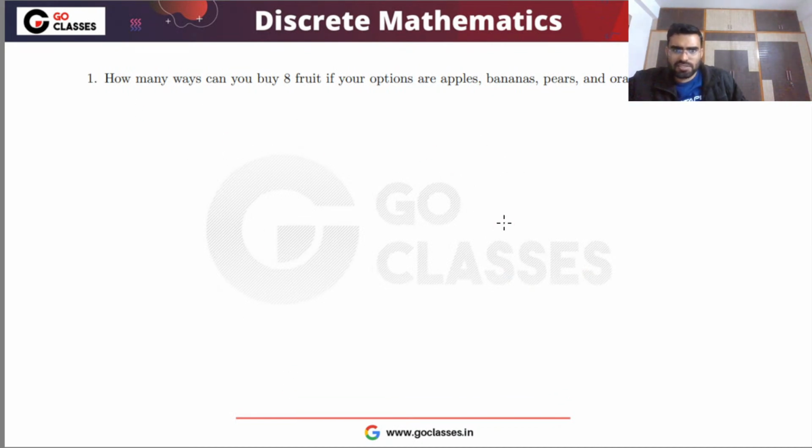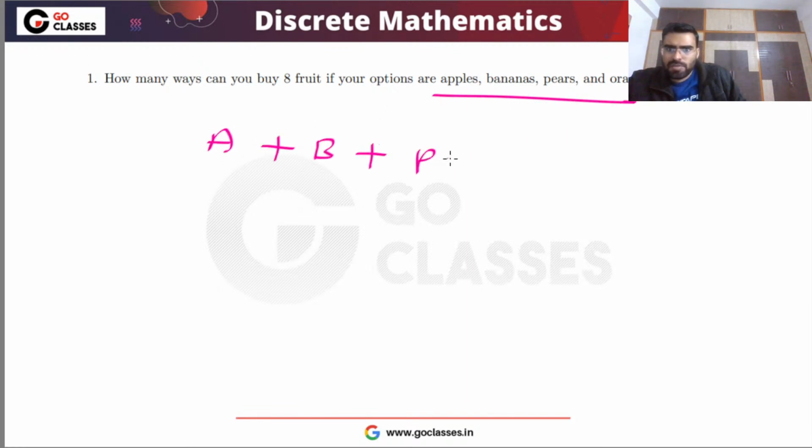Okay, can I give these questions as homework? How many ways can you buy 8 fruit if the options are apples, oranges, bananas? Can anyone tell me the template? Just tell me the template from this question. What is the template? So here these are the varieties: apples, bananas, pears, oranges. You want a total of 8.